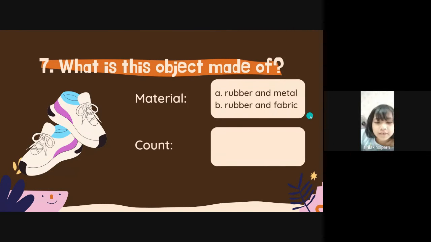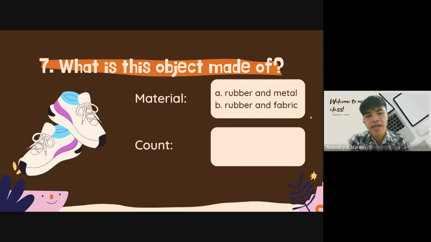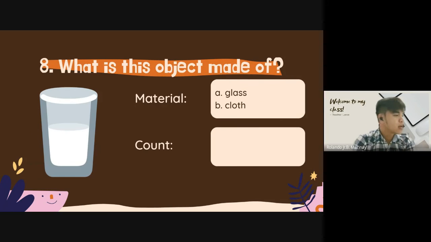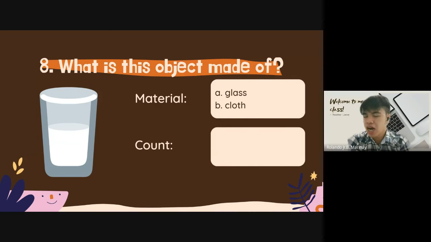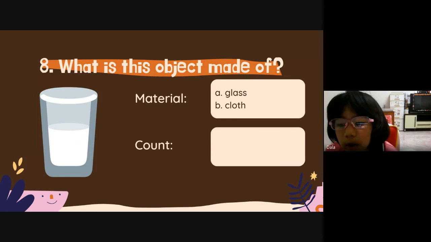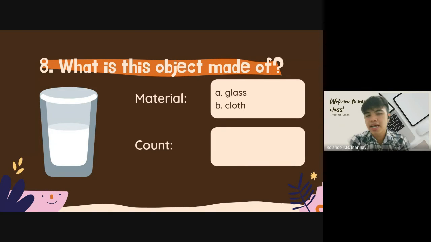Okay, let's go to number 8. What is this made of? Clear glass. A, glass, B, cloth. A, it's made of glass. And how many materials? One. Okay.